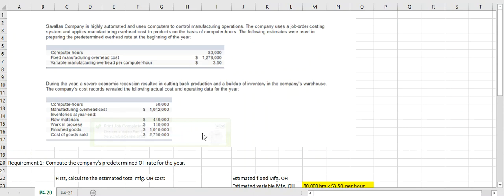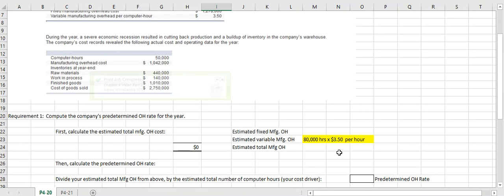It says Savalas Company is highly automated and uses computers to control manufacturing operations. The company uses a job order costing system and applies manufacturing overhead costs to product on the basis of computer hours. So computer hours is their cost driver. We're given some estimates at the beginning of the year. That's important. Then it says during the year a severe economic recession resulted in cutting back production and buildup of inventory in the company's warehouse. Company's cost records revealed the following actual costs and operating data for the year. So then we have a second set of data.